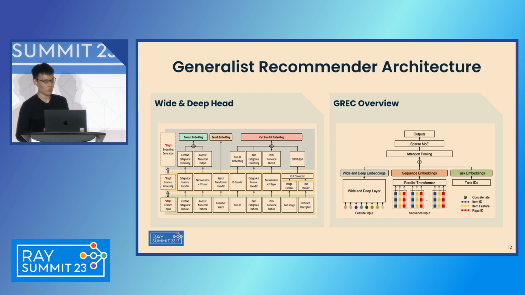And on the right is a zoom-out view. Together with this wide and deep, we have this sequence head, where we look at customers' behavior, how they interact with our different channels, in sequential order. We have this parallel transformer architecture set up to learn from different sequences. And we also have this task ID-based input to help with our MoE routing strategy.